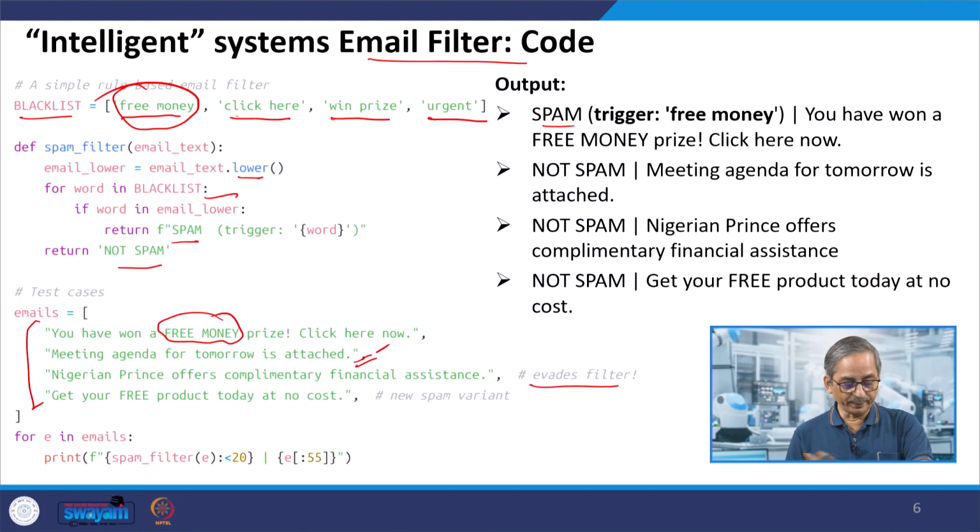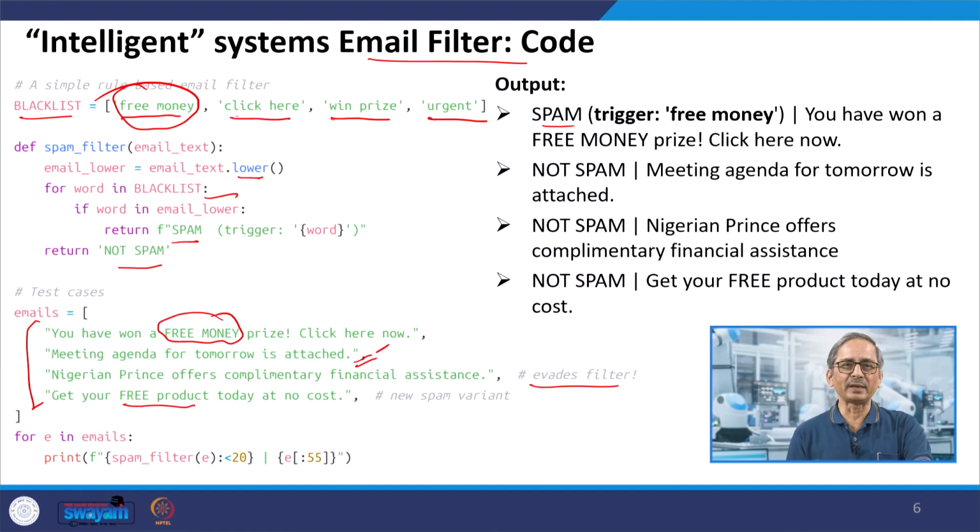Okay. And the fourth one says get a free product today at no cost. So, instead of free money, here it is written free product. Since free product is not in the blacklist, it is going to evade your spam filter. Okay. So, this is your email filter intelligent system.